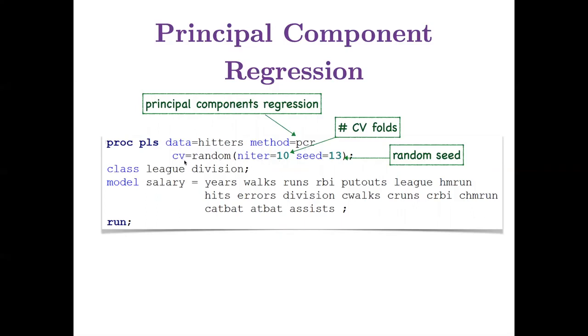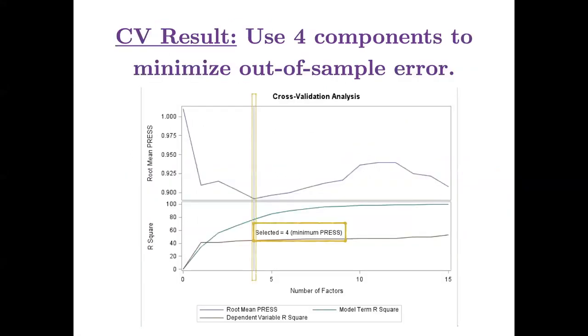I can then ask for some cross-validation. I want the data divided randomly into 10 folds, and I'm specifying a seed so that the output that you see will be the same as mine. There are class variables, league and division, and I put all the variables into a model to predict salary.